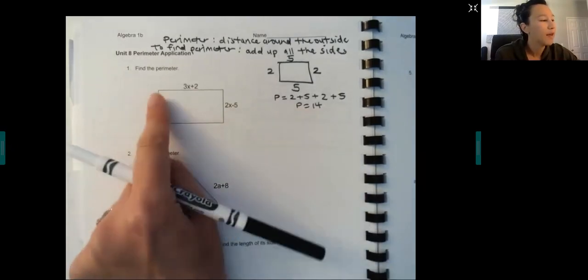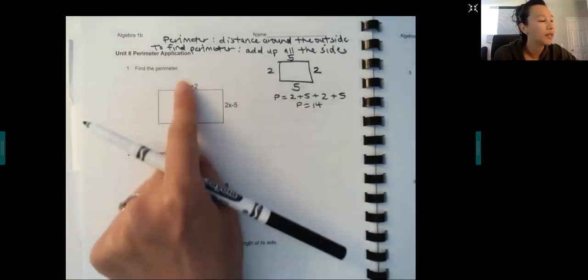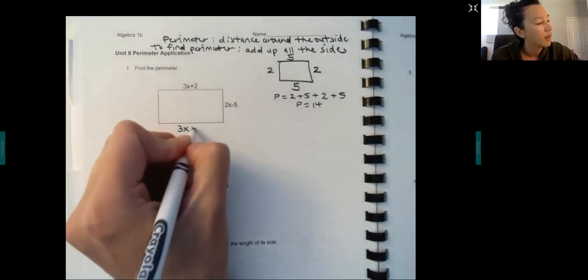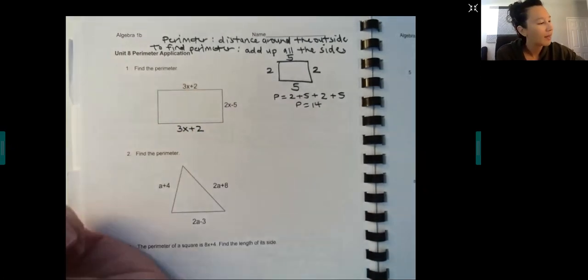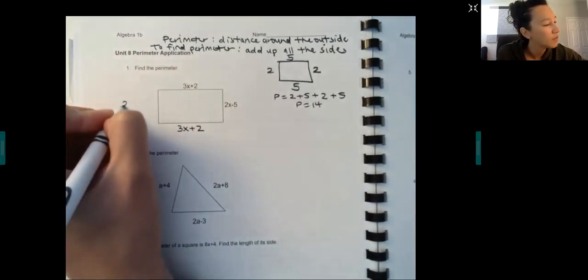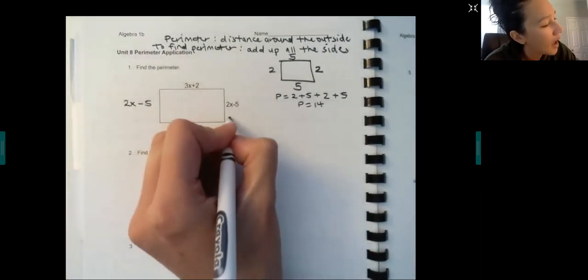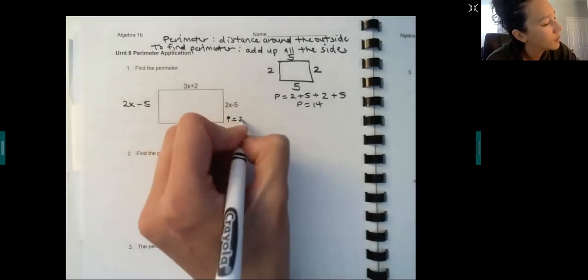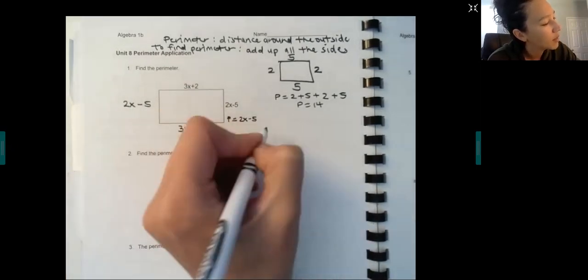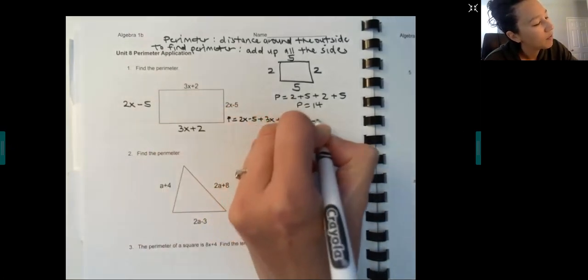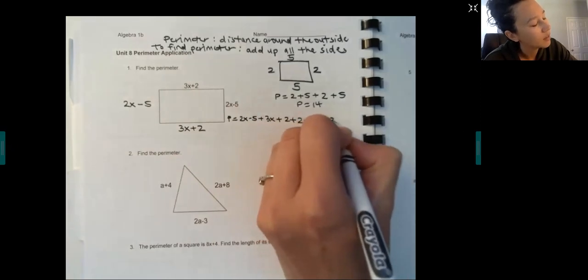Okay, so to find the perimeter for number one, we need to add up all the sides. So if this side's 3x + 2, we want to label this side as 3x + 2. So we remember to add that. And then if this side's 2x - 5, then we know that this side is also 2x - 5. So that's the first thing you want to do, make sure you label all the sides. And then you're just going to go ahead and add all these up. So perimeter equals 2x - 5 + 3x + 2 + 2x - 5 + 3x + 2.